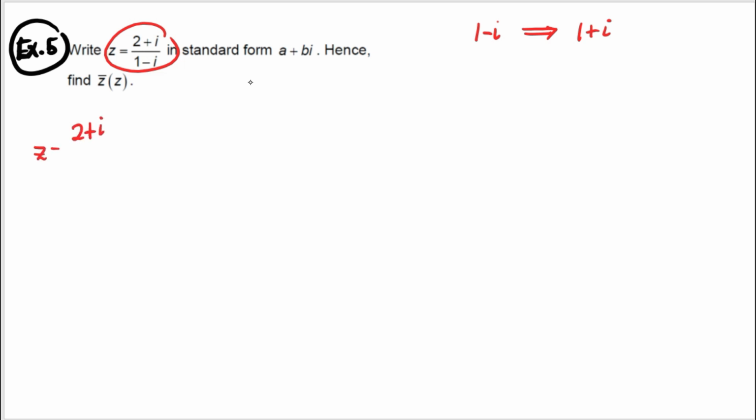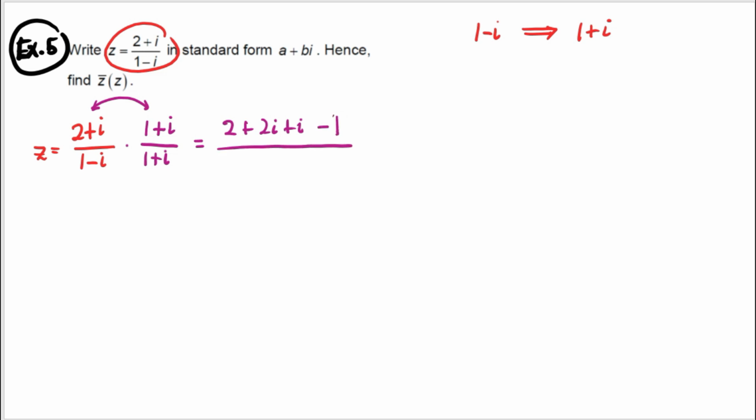Alright, so this is z: 2 plus i over 1 minus i. We just need to multiply with the conjugate of the denominator, so 1 plus i over 1 plus i. The intention is to remove the denominator part, to make the denominator a real number. So for the numerator, we just need to multiply the two complex numbers. So you'll have 2 multiplied with 1, we get 2, plus 2i, plus i square. i square will be negative 1.